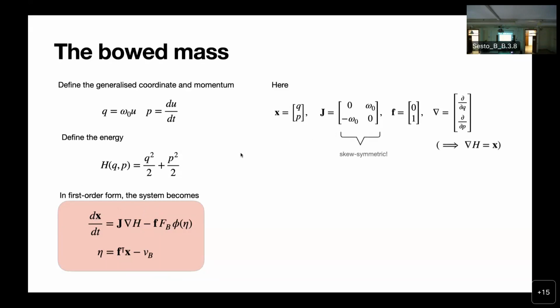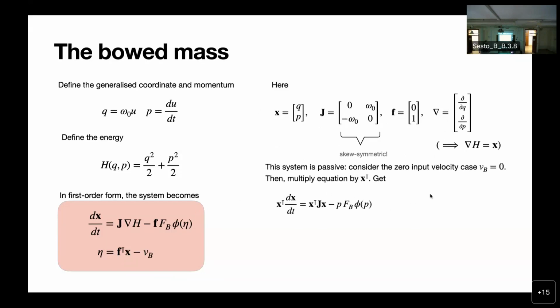The most important part of this system is the form of the matrix J, which is skew-symmetric, meaning that the elements on the diagonal are 0 and the elements on the anti-diagonal are the same but opposite in sign. And the gradient of the energy in this case is just x, because it's just the partial derivative with respect to q and the partial derivative with respect to p. And since the energy is just the sum of the squares, then the gradient of the energy is just x.